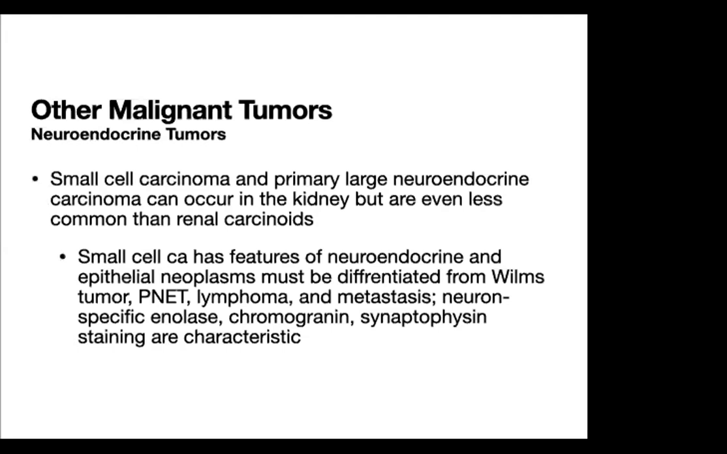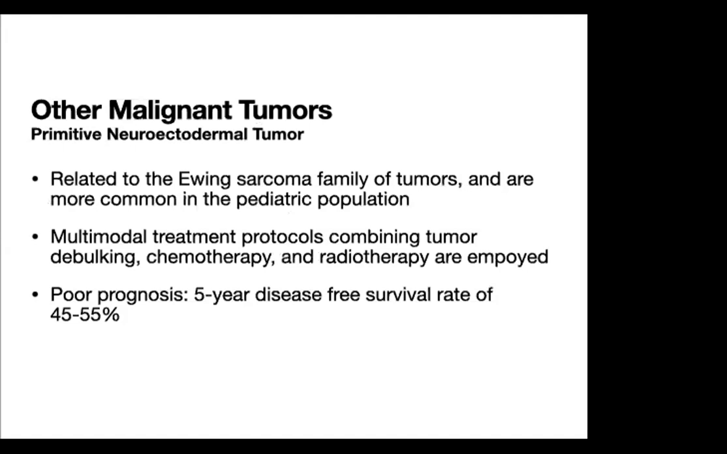Next are your neuroendocrine tumors, such as your small cell carcinoma and primary large neuroendocrine carcinoma, which can occur in the kidney, but even less common than renal carcinoids. It has features of neuroendocrine and epithelial neoplasms and must be differentiated from your Wilms tumor. Next are your primitive neuroectodermal tumors, which are related to the Ewing sarcoma family of tumors and are more common in the pediatric population. Multimodal treatment protocols combining tumor debulking, chemotherapy, radiotherapy are employed. It has a poor prognosis with a 5-year disease-free survival rate of 45 to 55%.